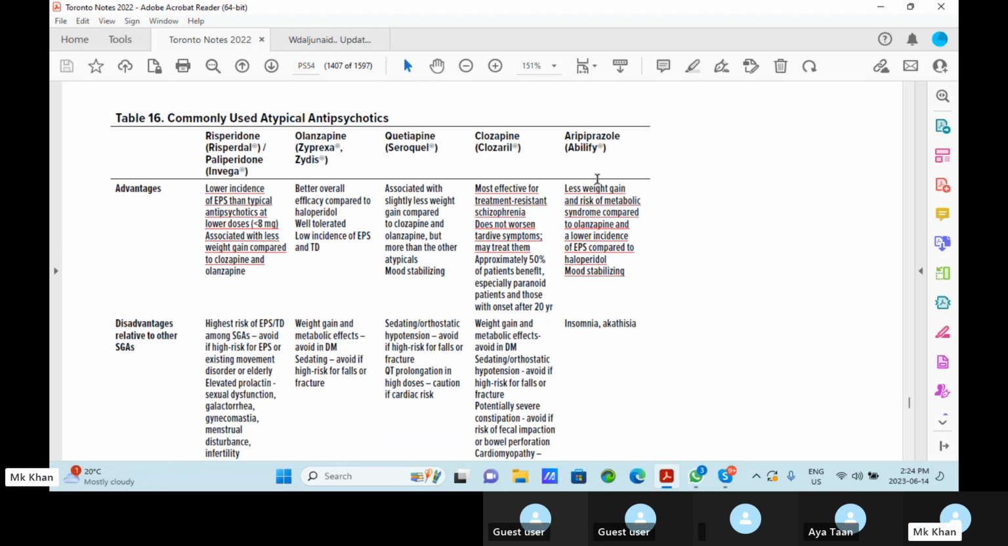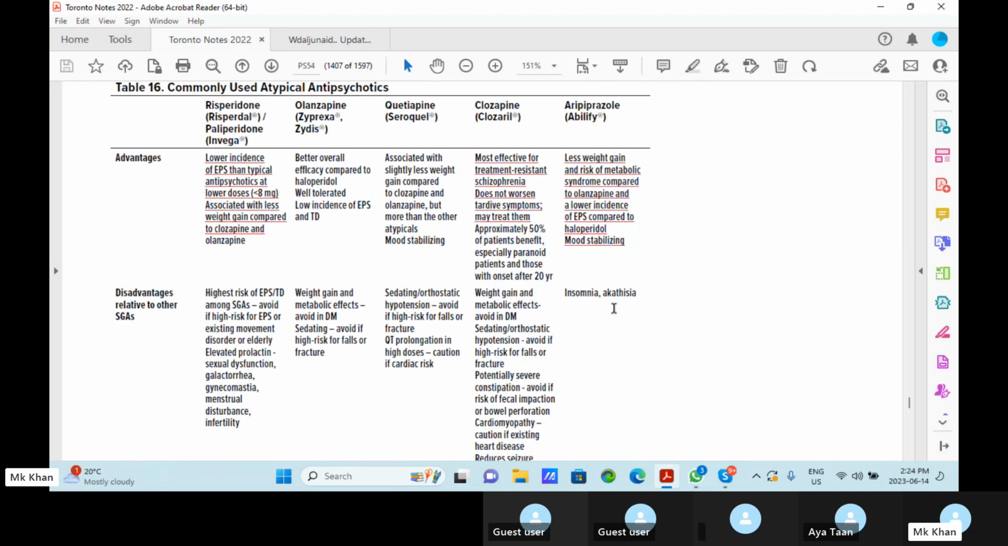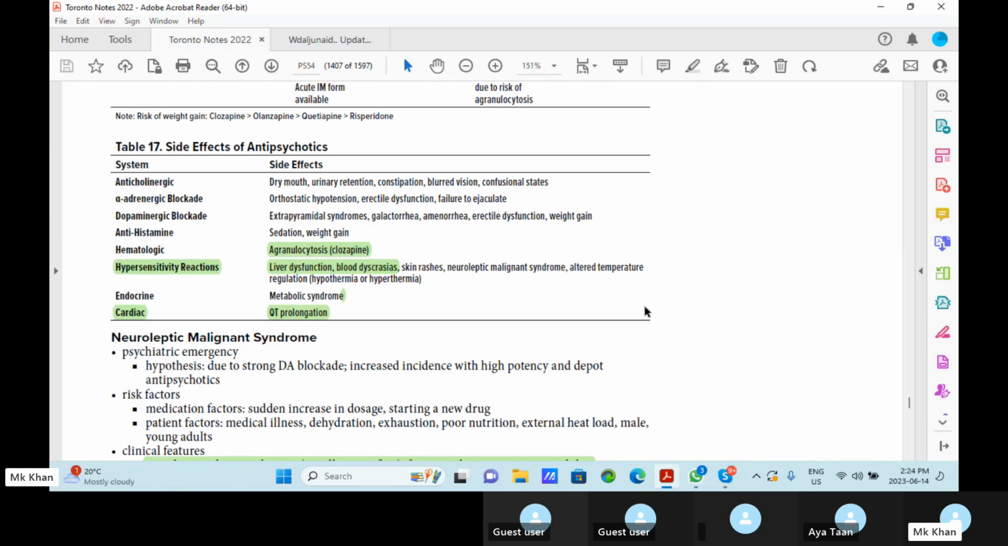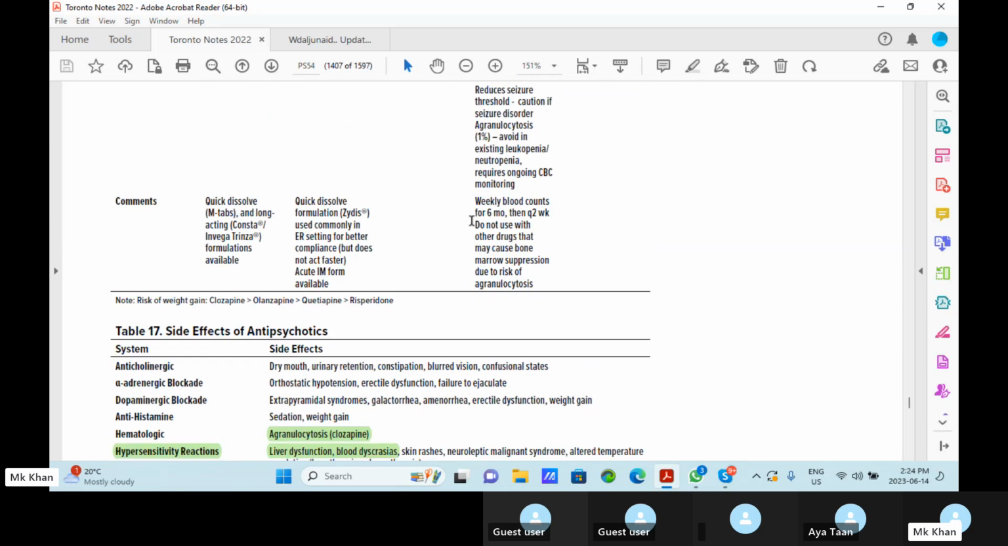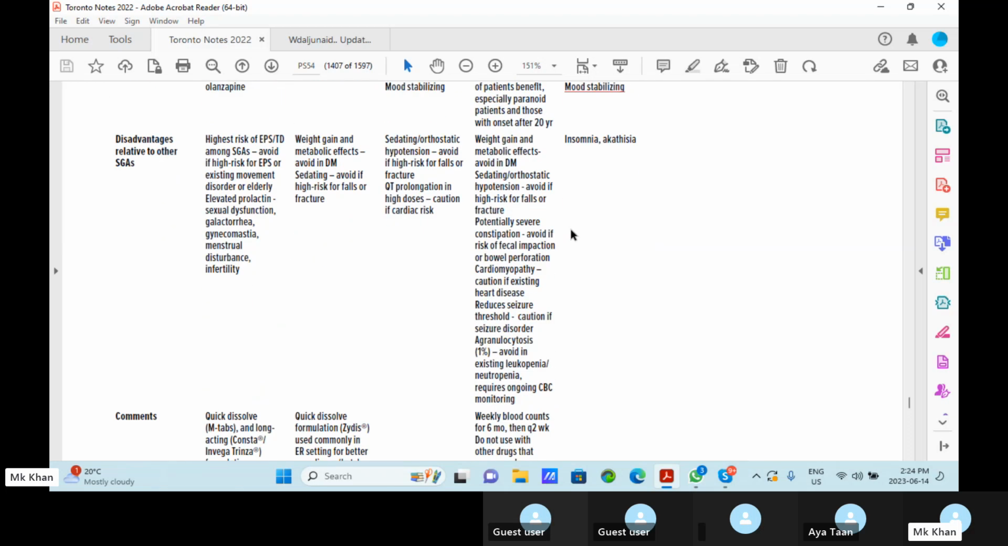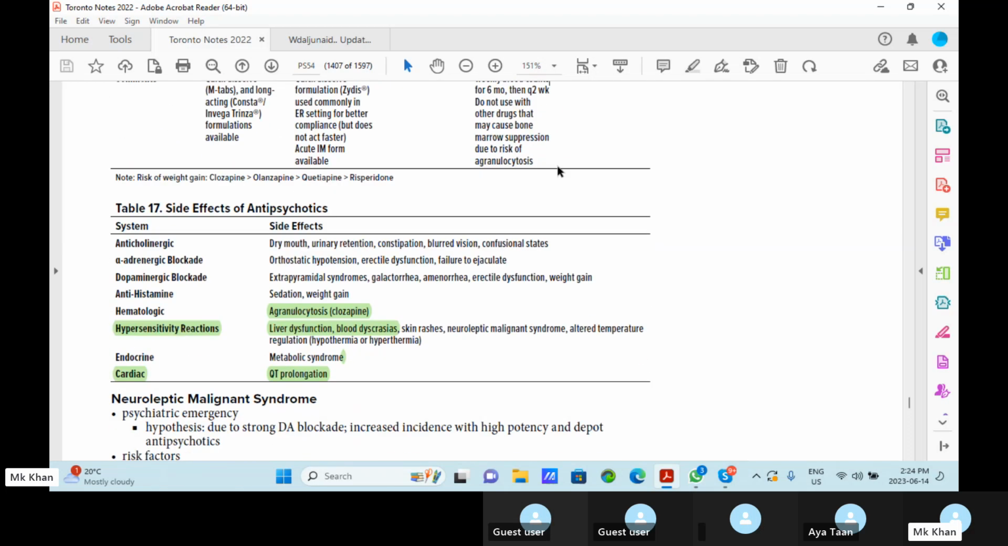And then the last one is aripiprazole, with less weight gain and risk of metabolic syndrome compared to olanzapine, and a lower incidence of EPS compared to haloperidol. And this is also mood stabilizing, and insomnia and akathisia are the side effects of this one. So the side effects mentioned here are different for each drug, but these are the side effects that are common with all the antipsychotics.